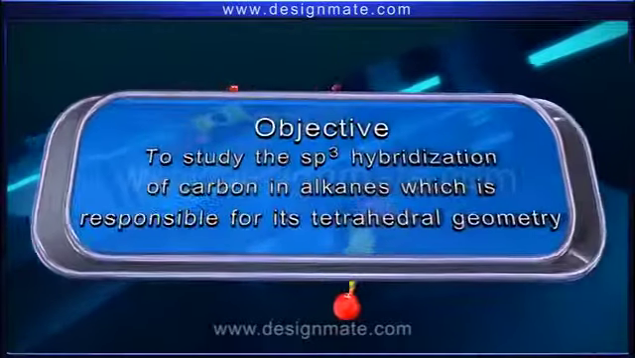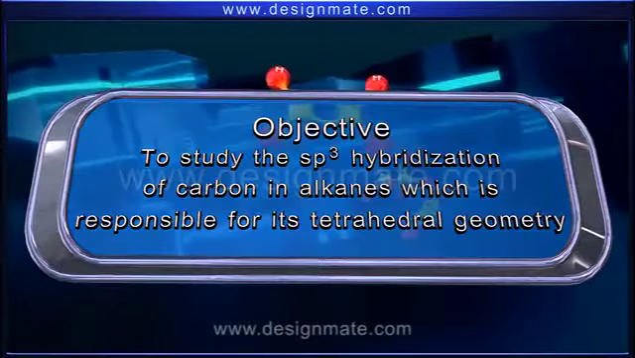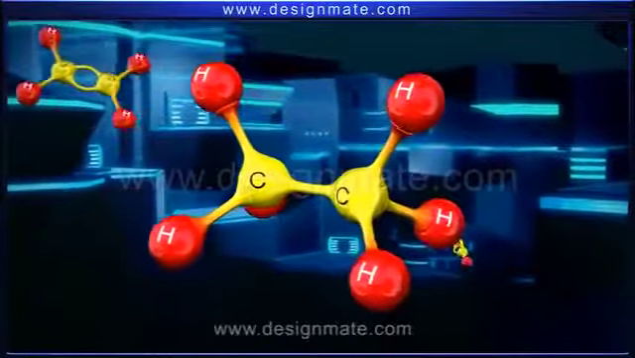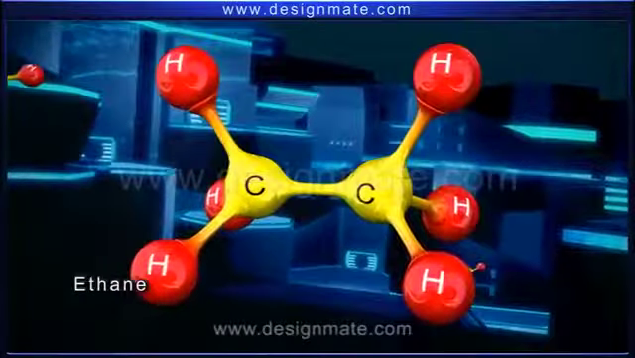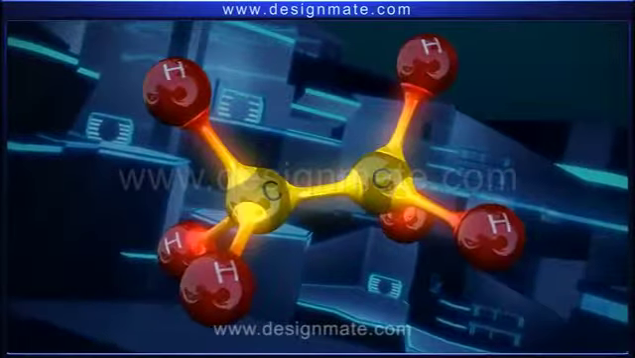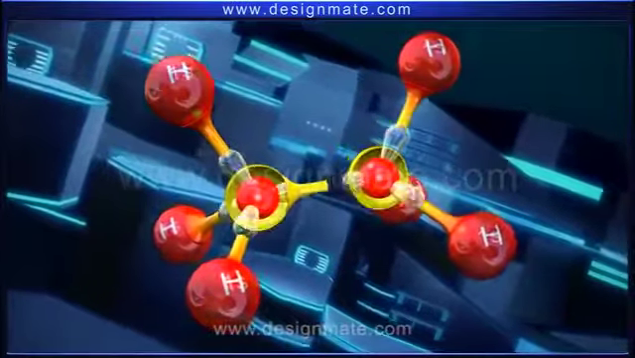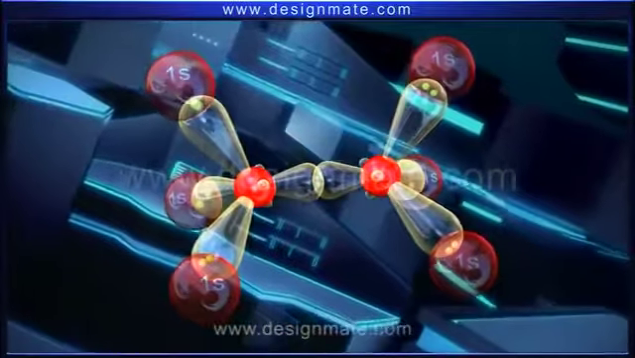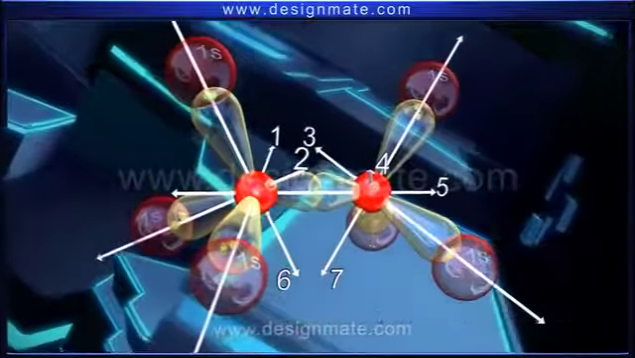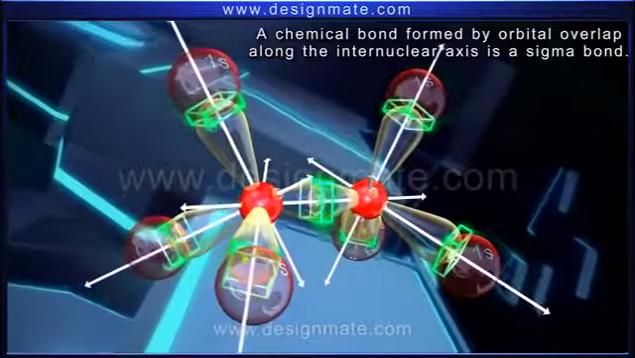In this topic, we will study the sp3 hybridization of carbon in alkanes and how it is responsible for its tetrahedral geometry. We will explain it by taking ethane again as an example. There are 2 carbon atoms and 6 hydrogen atoms joined by single bonds in this molecule. The orbital picture of ethane looks like this. We can thus visualize 7 internuclear axes between them. A chemical bond formed by orbital overlap along the internuclear axis is a sigma bond.